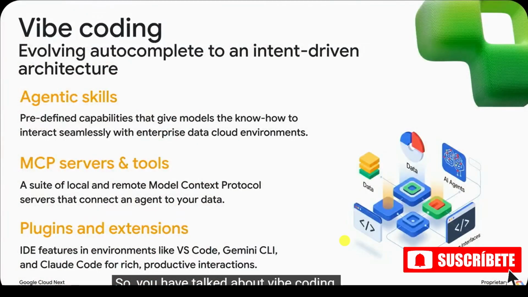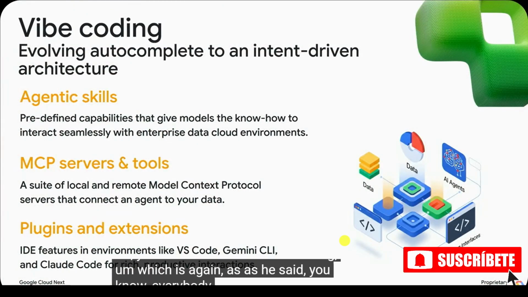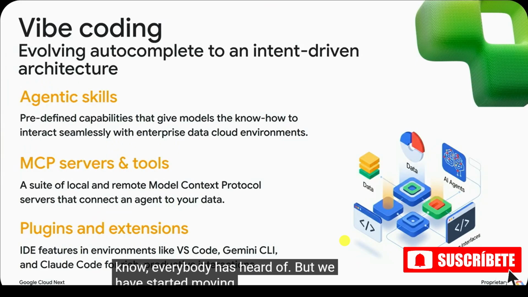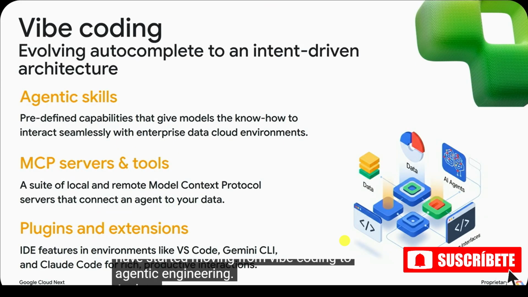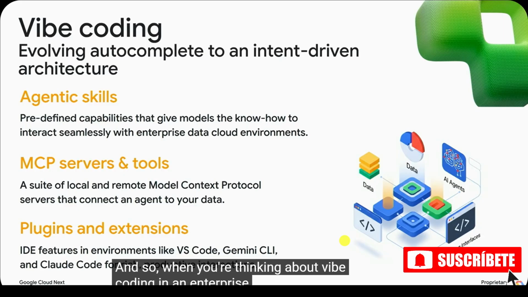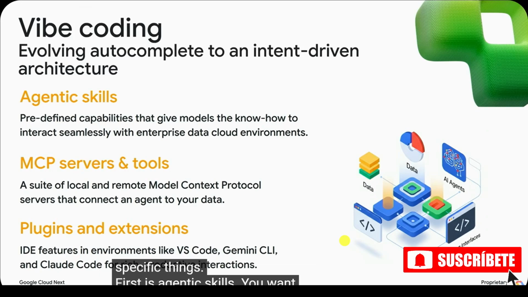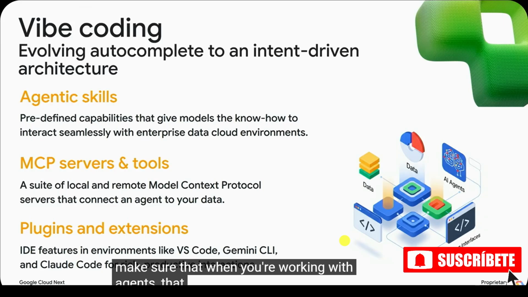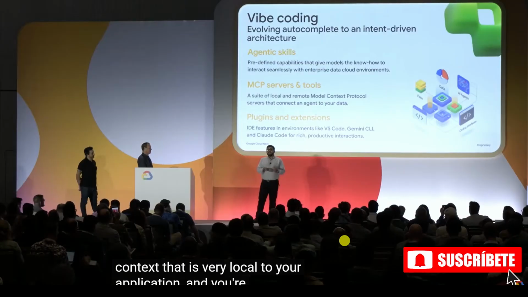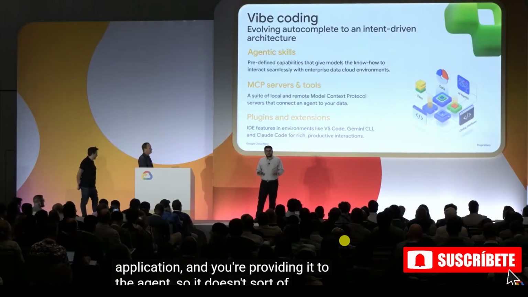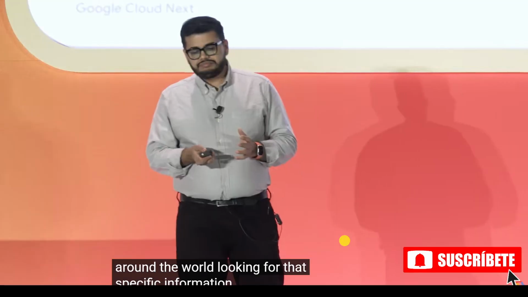So you have talked about vibe coding, which, as he said, everybody has heard of. But we have started moving from vibe coding to agentic engineering. And when you are thinking about vibe coding in an enterprise mindset, what it really distills down to is three specific things. First is agentic skills. You want to make sure that when you're working with agents, you are building skills that will empower the agent to achieve very specific tasks using the context that is very local to your application, and you're providing it to the agent so it doesn't go around the world looking for that specific information.